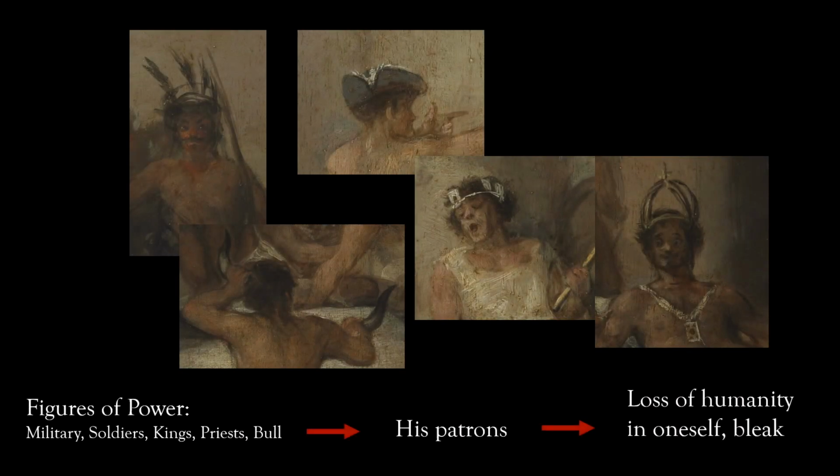The symbolic loss of power and grim remains of societal structure seen in the central figures may reflect Goya's perception of insanity as a bleak loss of humanity in oneself. His experiences painting for figures of power and royalty may have influenced his choice in the portrayal of the figures' descent into madness.